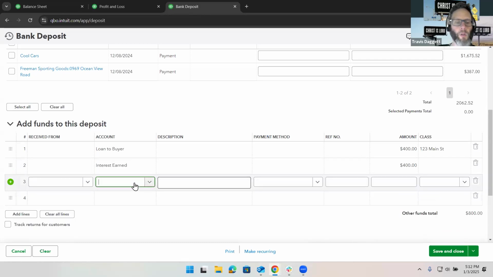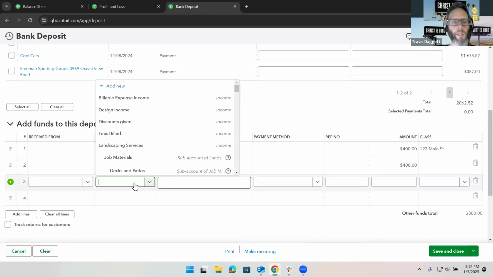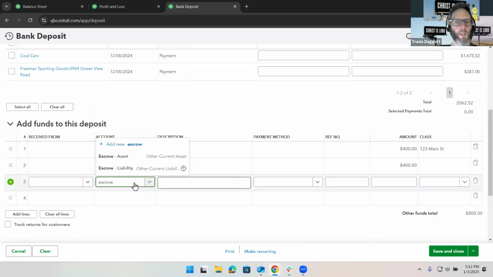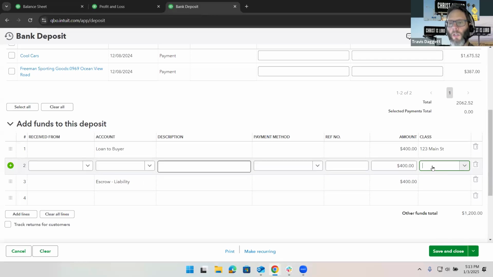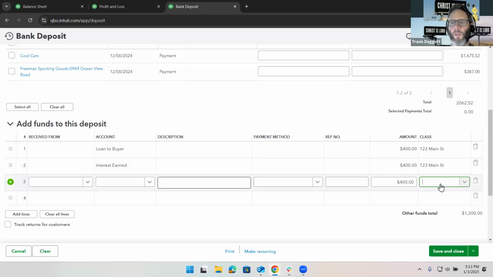And then we also have escrow because we're collecting from our buyer for taxes and insurance, but this is the liability because we're holding it. It's not actually ours. We're just a pass-through in this case. And we'll use Main Street, tracking property by class. Okay.